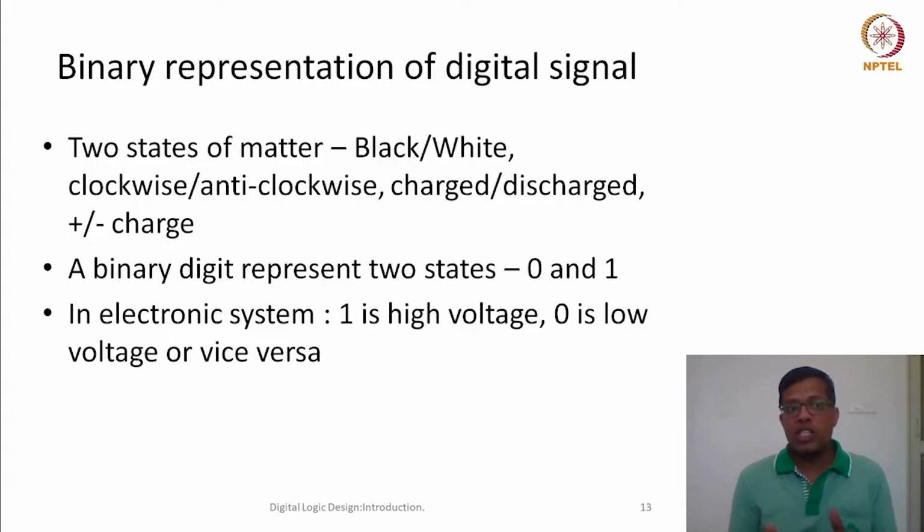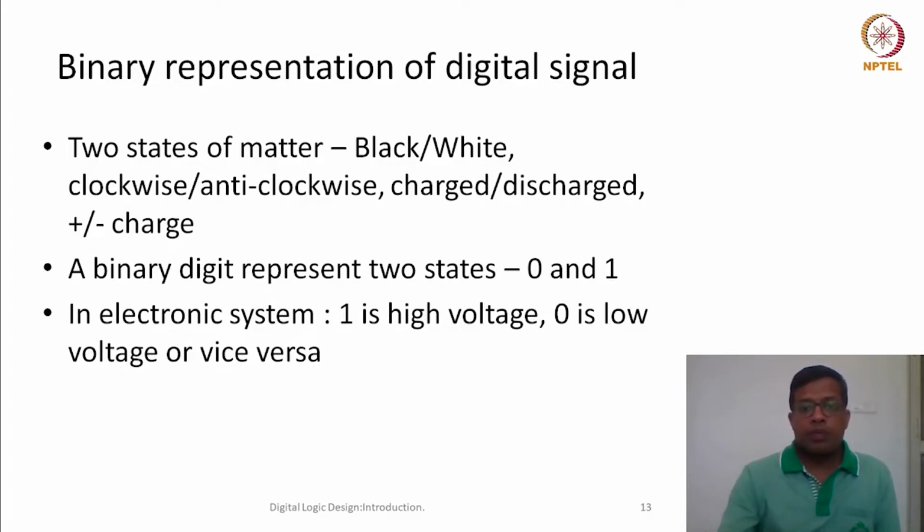Essentially there are two states: the voltage is either high or low. Let's say the supply voltage is 10 volts. This 10 volts would represent 1 and ground represents 0, or it could be vice versa, that ground represents 1 and the supply voltage represents 0. The idea is that we have two states in the system. One we classify as 1, the other as 0. What I would like to emphasize is that it actually doesn't matter which state you classify as 1 or which as 0.